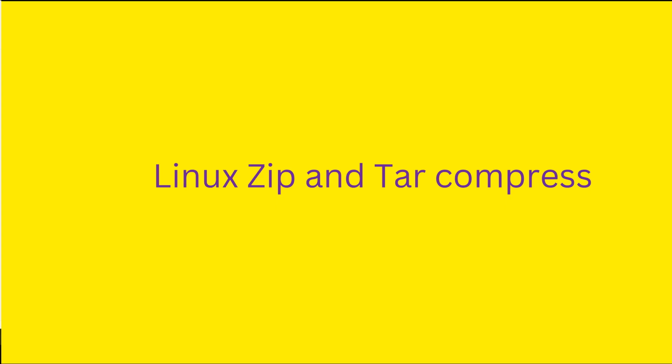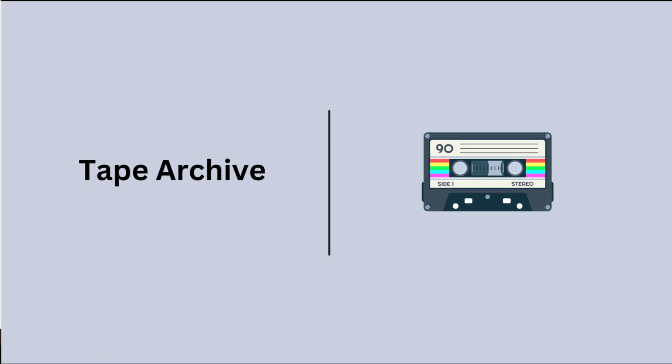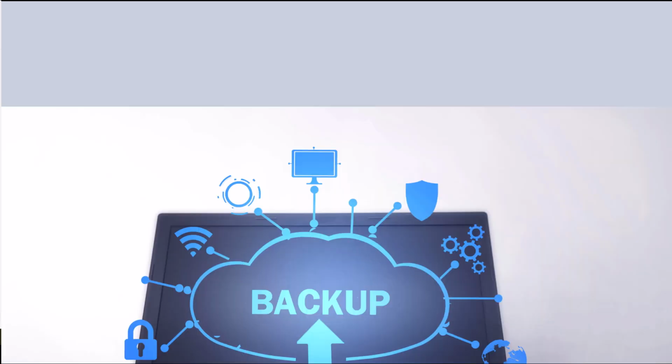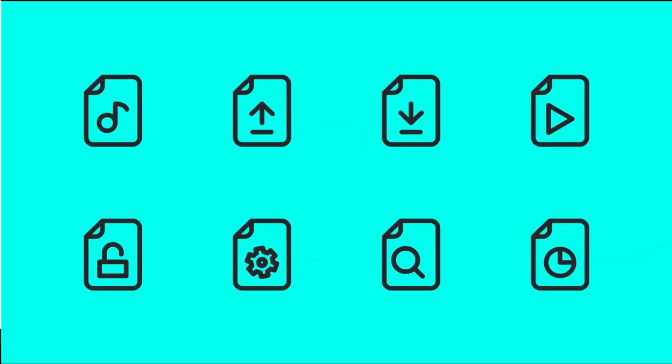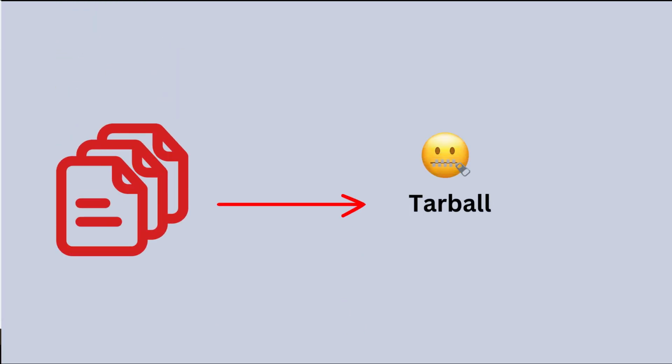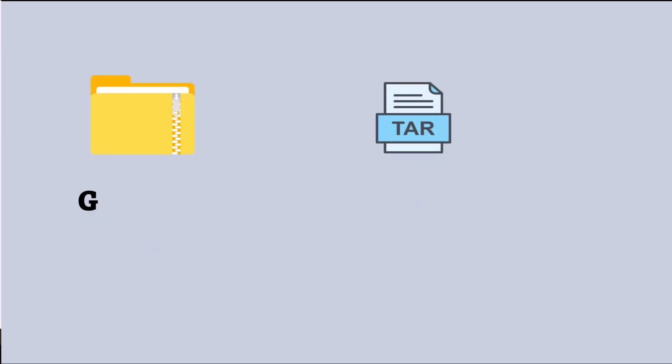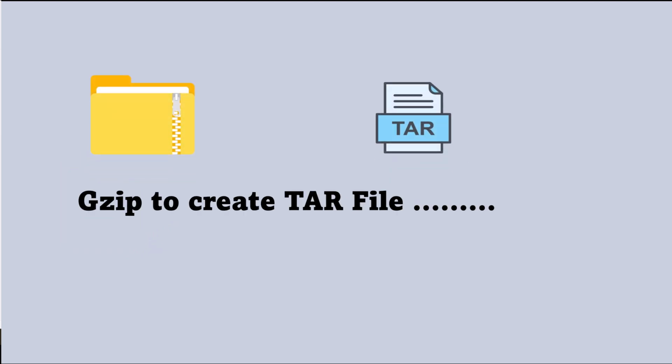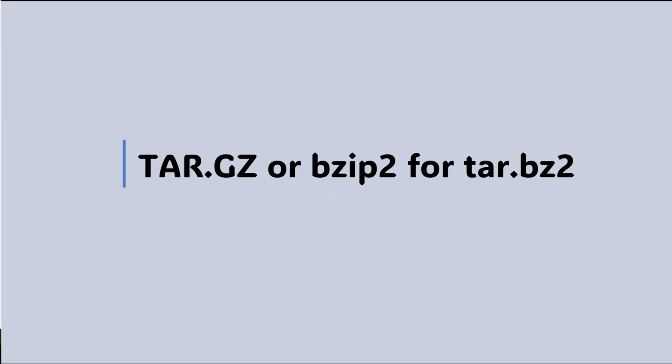First up, let us talk about their compression methods. Tar, which stands for tape archive, was originally designed for tape backups. It is great for bundling multiple files into one large archive, known as a tarball. However, tar itself does not compress files. For compression, we often pair it with tools like gzip, creating tar.gz files, or bzip for tar.bz2 files.